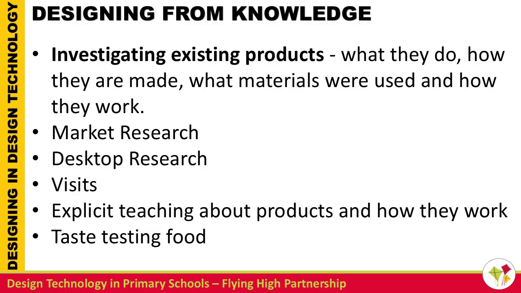Sometimes there can be explicit teaching about products, providing knowledge about what they are, how they work and how they are made. When working with food, it is all about creating a food product that tastes nice and that people want to eat. So an important part of cooking and nutrition is to provide children with opportunities to taste test food and to develop a taste vocabulary to describe the taste, texture and appearance of food.